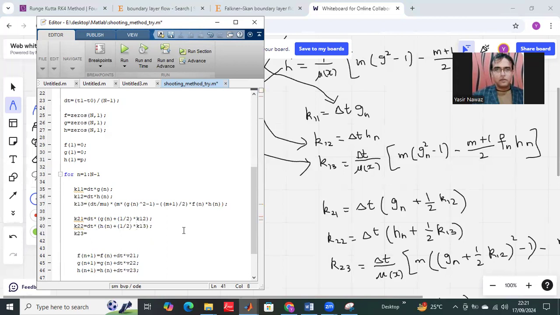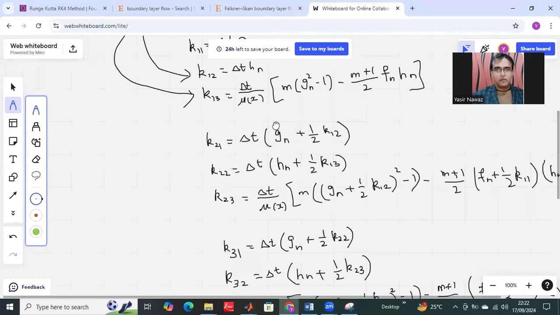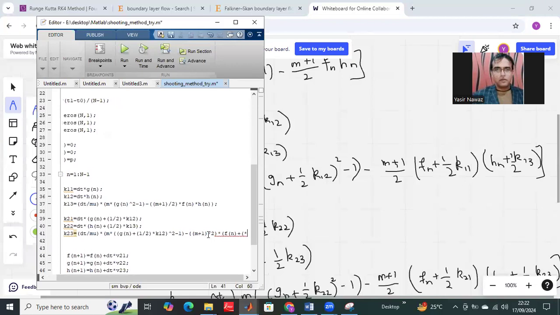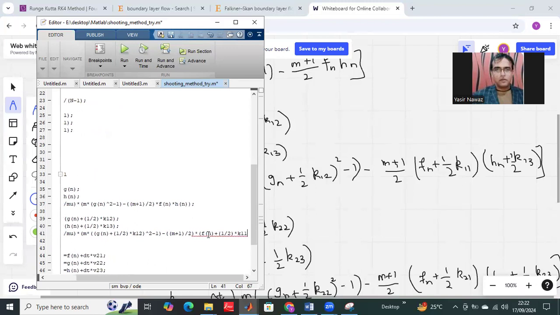And then K23 is equal to dt over mu times m times g of n plus half K12 whole square, this one that will close, and then minus m plus 1 by 2 multiplied by f of n plus 1 by 2 K11, h of n plus 1 by 2 K13.